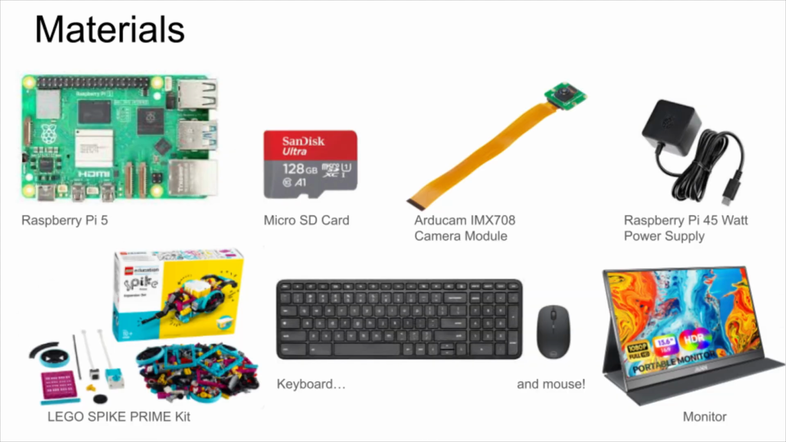Let's get started. For this project, you will need a Raspberry Pi 5, a micro SD card, a camera module, and a power supply. You will also need a LEGO Spike Prime kit, a keyboard and mouse, and a monitor. Keep an eye out for future videos where we will explain how to use batteries, a case, and an LED.